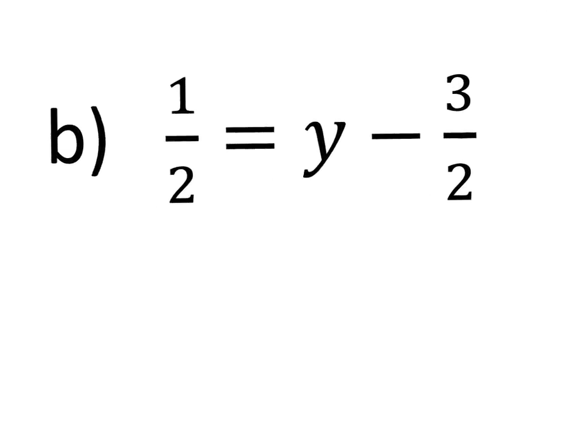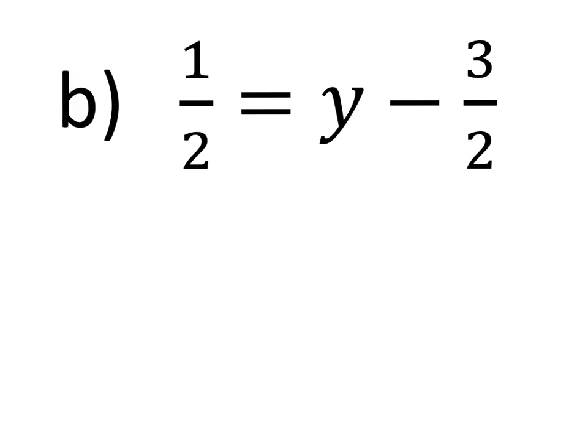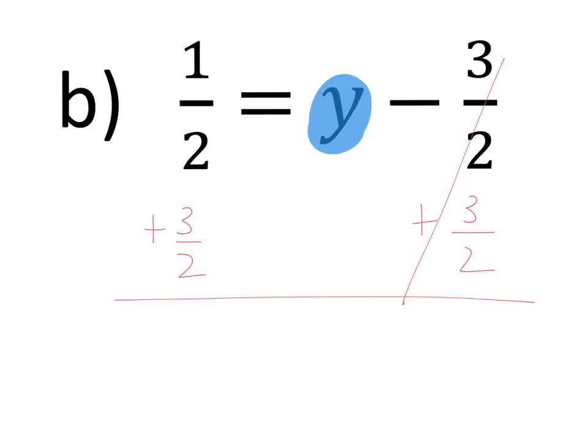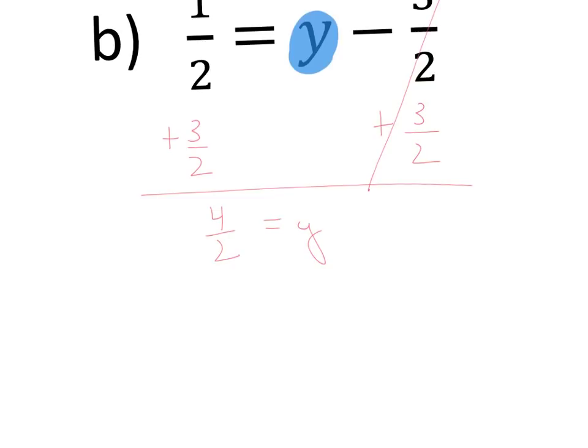All right, so let's go to the next one here. Same concept. We're still going to isolate that y. So to do that, we're going to move that 3 halves. So we're going to do the opposite there, and we're going to add 3 halves to both sides. Now, in this case, those will cancel. We get y on the right side, but it's kind of nice because we already have a common denominator of 2 there. So we're just going to add them up. 1 plus 3 is 4 over 2. And then we'll clean that up and say y equals 2. And that's your answer.